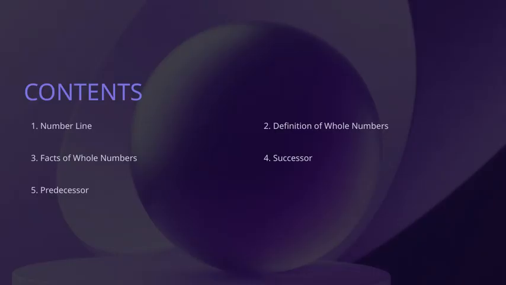Now, let's take a look at the contents of today's lesson. We'll start with the number line, which is a visual tool that helps us understand the position of numbers and their order. Next, we'll explore some important facts about whole numbers, which are the foundation of our number system. Following that, we'll define what exactly whole numbers are, so you have a clear understanding of this concept. Then, we'll discuss the predecessor, which is the number that comes just before a given number. Lastly, we'll look at the successor, which is the number that comes immediately after a given number.